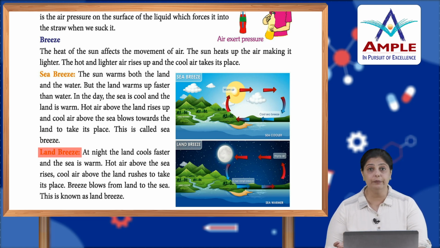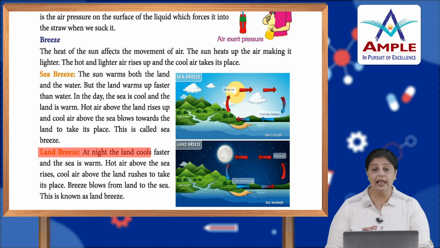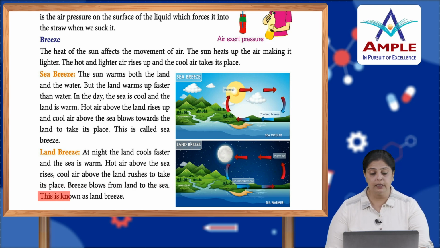Now, what is a land breeze? At night, the land cools faster and the sea is warm. Hot air above the sea rises and cool air above the land rushes to take its place. So, the breeze blows from land to sea. This is known as the land breeze.